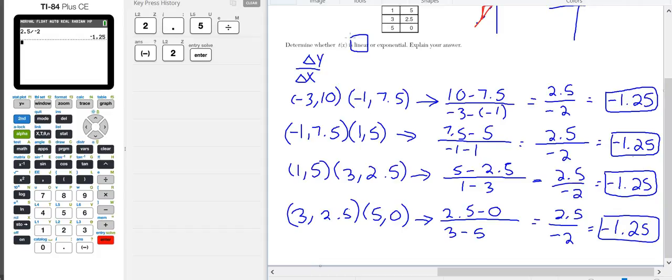We needed to explain the answer. There's a constant rate of change between all of the consecutive points.